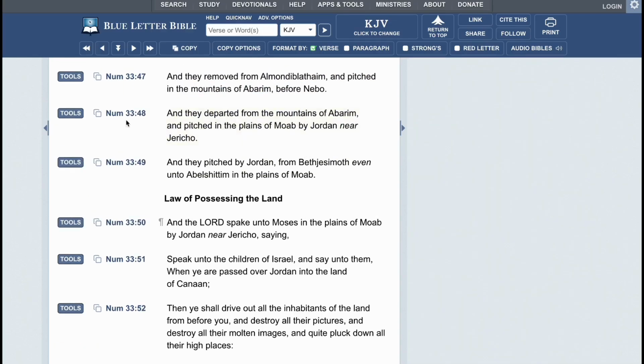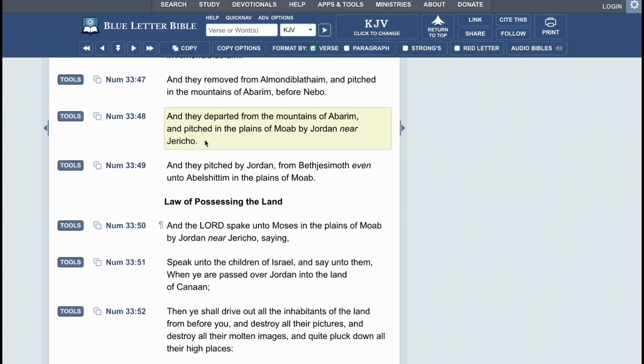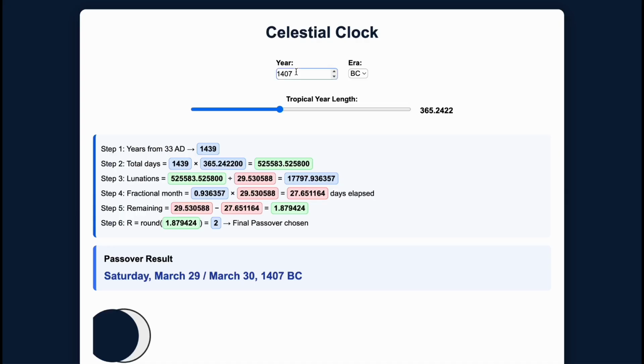Now we read in Numbers 33 verse 48, "And they departed from the mountains of Abraham and pitched in the plains of Moab by Jordan near Jericho." So we can see they're getting close to their last encampment before crossing over the Jordan River. And they pitched by Jordan, from Beth Shemesh even unto Abel Shittim in the plains of Moab. So this is their final encampment right here, Numbers 33:49. Keep that in mind. Just as a reminder, we're going to see if this fits.